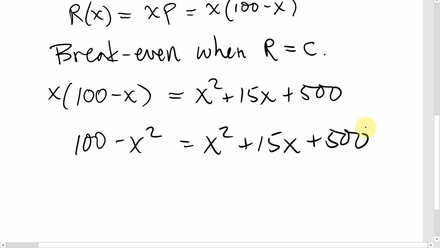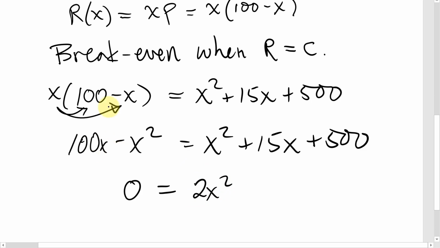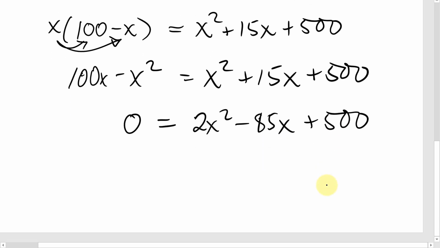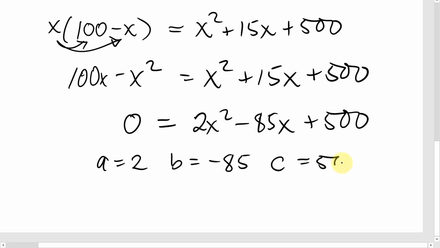Well, solving this is a quadratic. It doesn't really matter which side you put the terms on. Why don't we go this way and say if you add x squared on both sides, and I'm sorry, that was a 100x. I need to multiply the x in. So when I subtract 100x from both sides, I get an equation that looks like this. Let's use the quadratic formula. We've got a equal 2, b equal negative 85, c equal 500. Put in the quadratic formula.